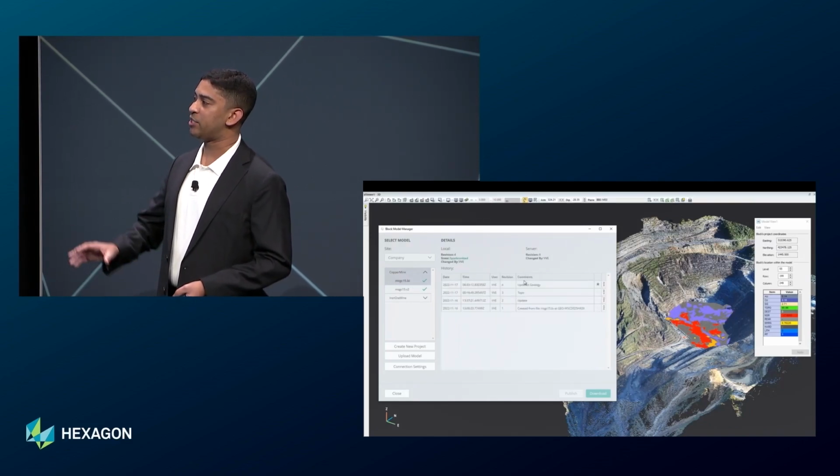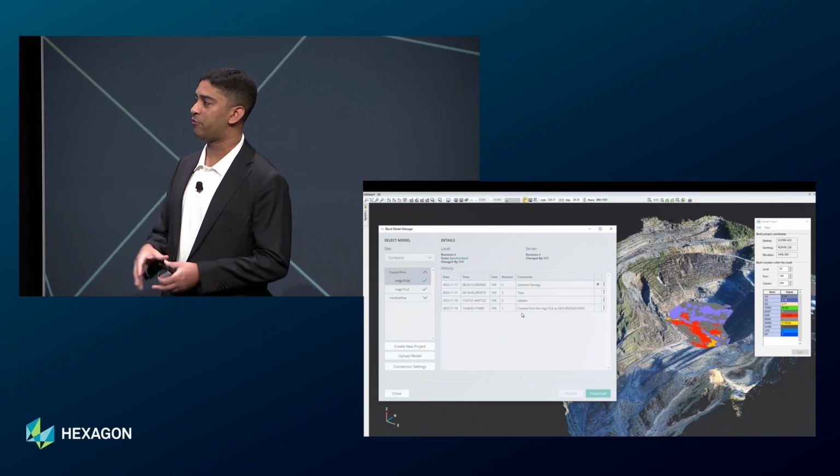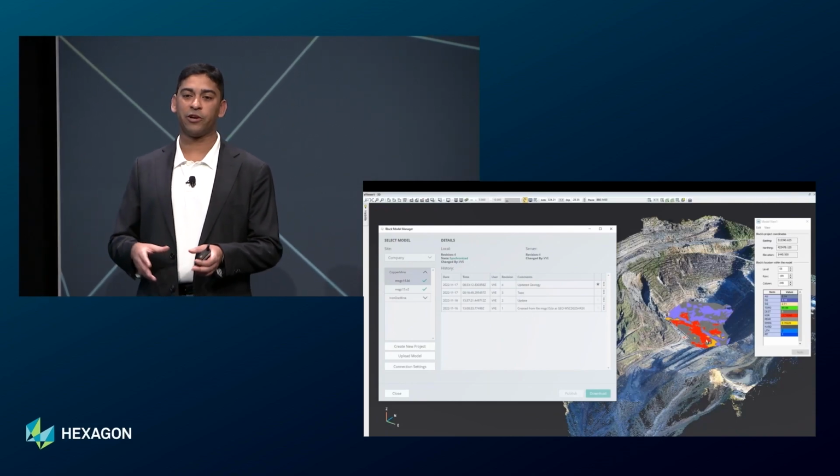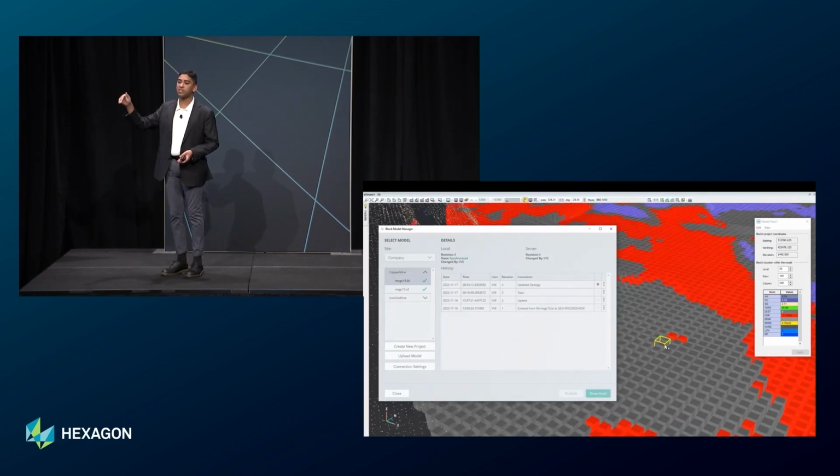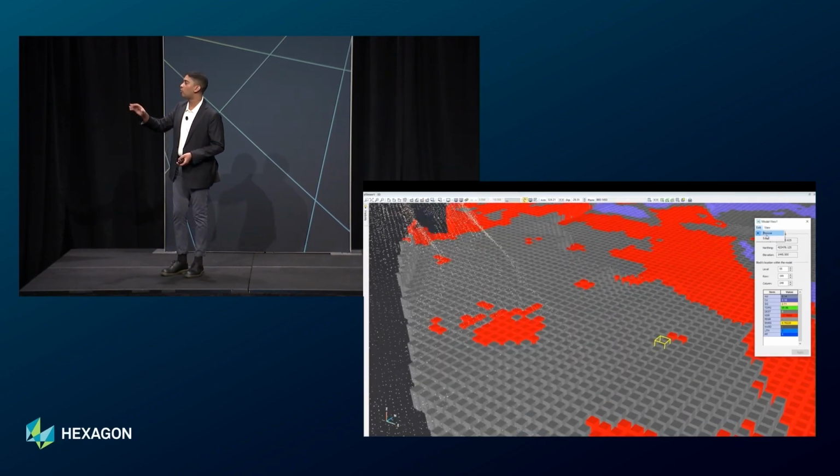What it's doing is synchronizing the version that you have of the model on your desktop with a version in a central server. So in here, you can see that I've got 4 versions of this model, and at any point in time, I can roll back.